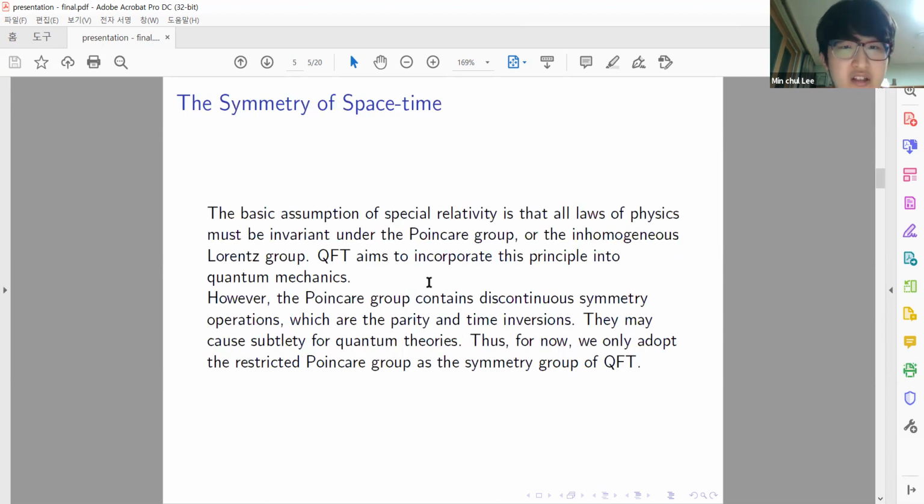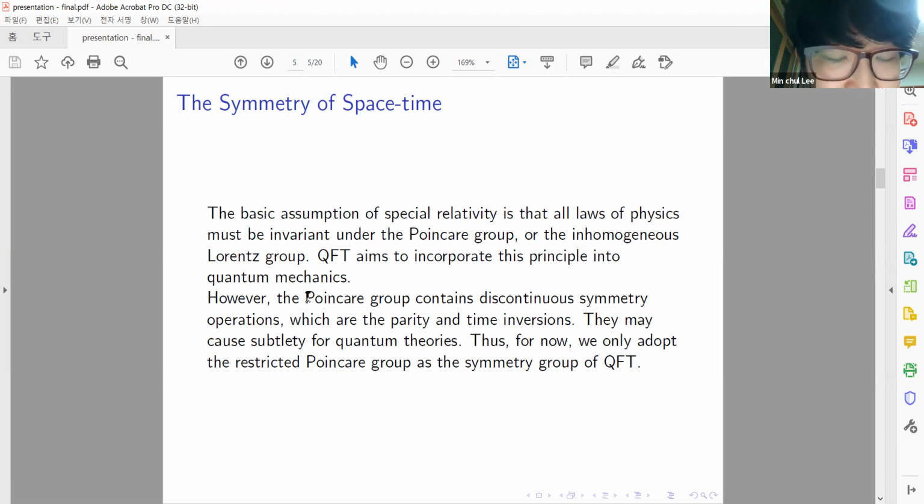So the basic assumption of special relativity is that all laws of physics must be invariant under the Poincare group, which is also called the inhomogeneous Lorentz group. QFT aims to incorporate this principle into quantum mechanics. However, the Poincare group contains discontinuous symmetry operations, which are the parity and time inversion. You can note this by the fact that the Poincare group consists of four disconnected components, and this parity and time inversion may cause subtlety for quantum theories.